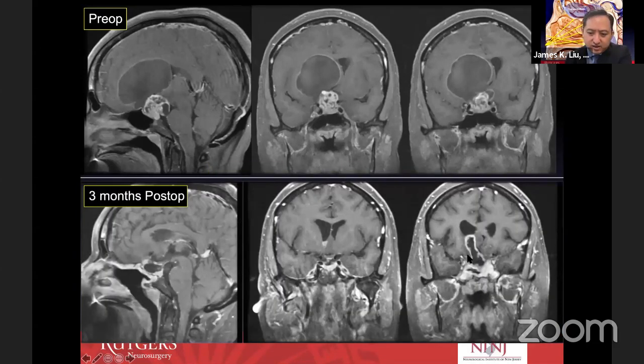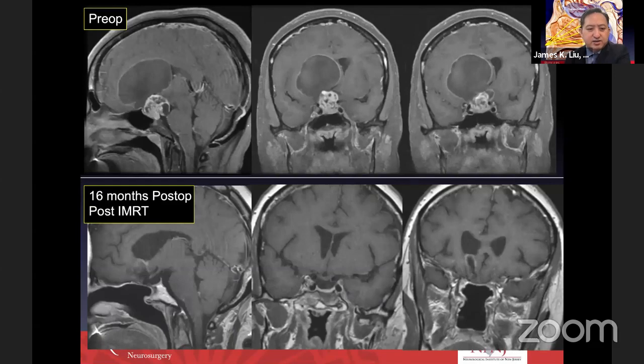You can see the cyst wall has shrunk, but I felt that the patient would have very high risk of delayed recurrence. So I went ahead and did radiation therapy with IMRT with my radiation oncology colleagues. And you can see at 16 months, further resolution of this cyst wall.